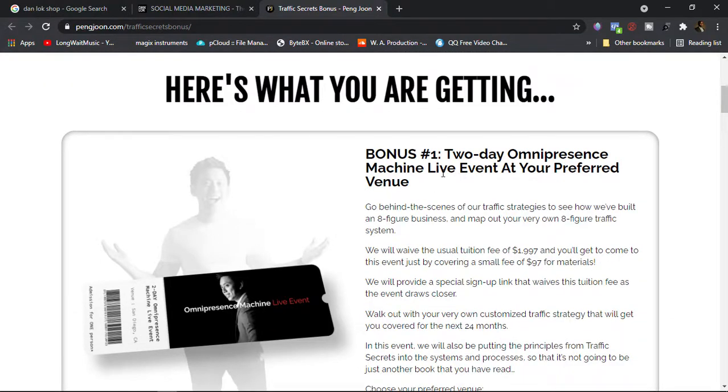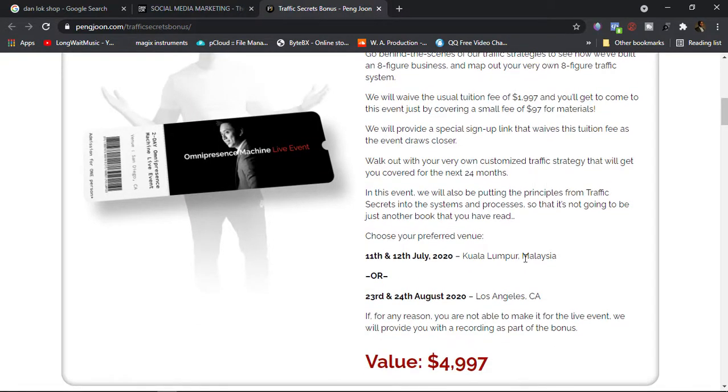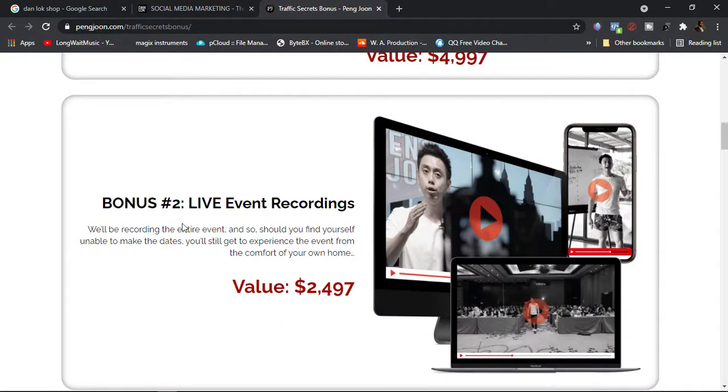Here we are getting bonus one, a 2-day Omnipresence Machine live event at your preferred venue. This is huge. At your preferred venue. So it was going to have some events in Kuala Lumpur, and in Los Angeles. Live. It's giving you live tickets if you buy. Then two, he's giving you live event recordings. We'll be recording the entire event, so if you're unable to attend, you'll still get to experience the event from the comfort of your own home.